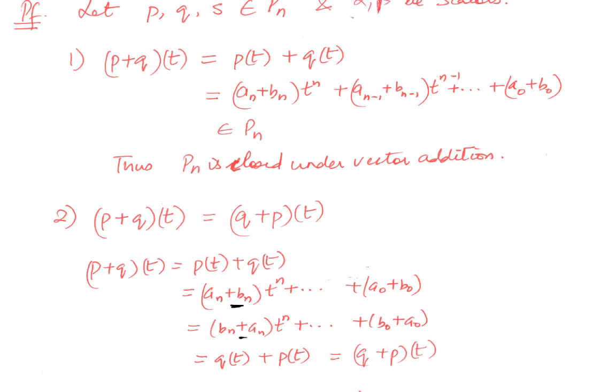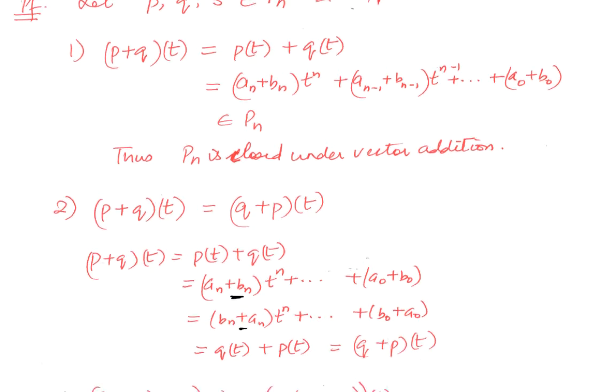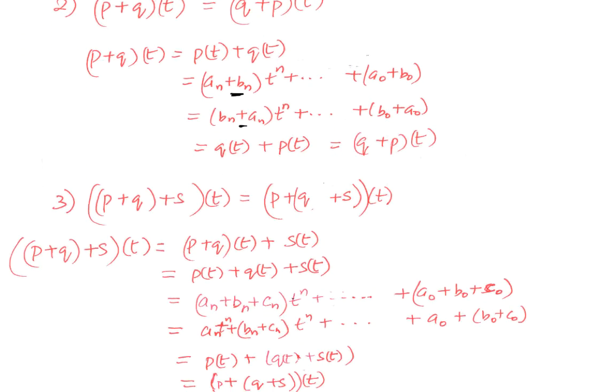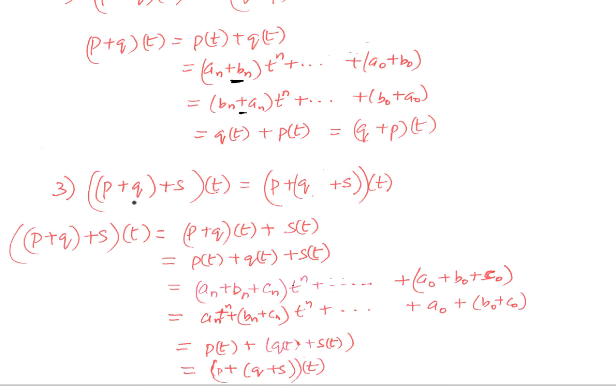Okay, then the associative property. In other words, if I have three polynomials, p plus q, and then I add s to it, it's the same as adding q and s first and then adding p. It's all based on the polynomial additions, guys. So the polynomial addition is associative. You can just look at all these things. It's basically just writing a lot.